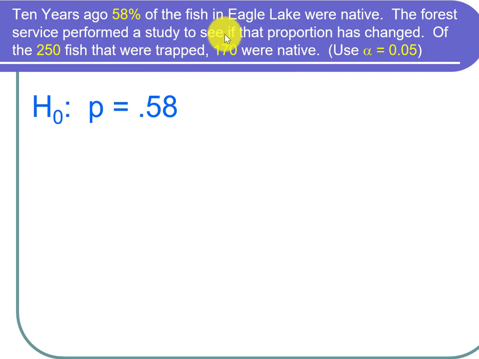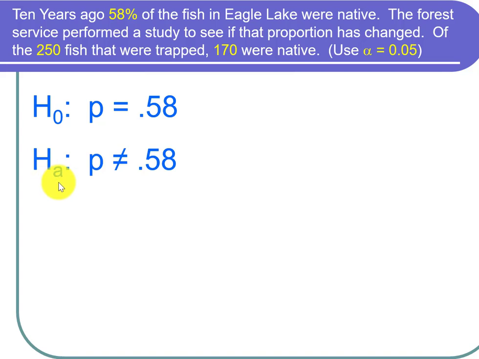Now notice we want to find out if the proportion has changed. That means it's either above or below. So it's not greater than, not less than, it's not equal to. In particular, HA, the alternative hypothesis, is P is not equal to 0.58.